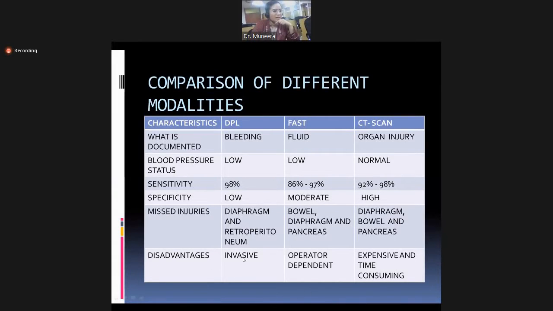Disadvantages: DPL definitely is an invasive one. FAST is operator dependent, and for CT scanners, number one is availability in a tertiary care unit, then expenses, that's cost, and it is definitely time consuming. The unstable patient could not sustain the prolonged time to get a CT scan done.